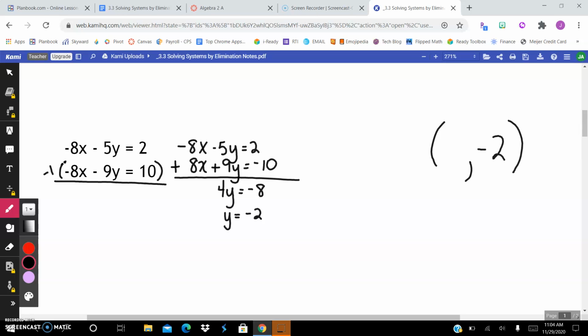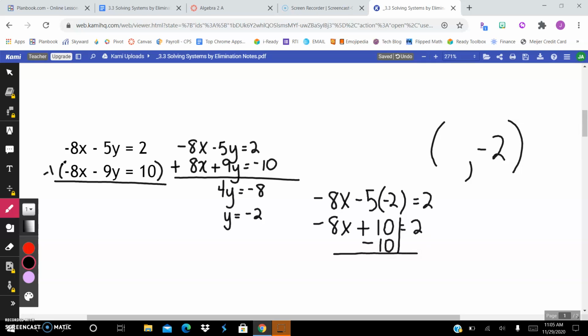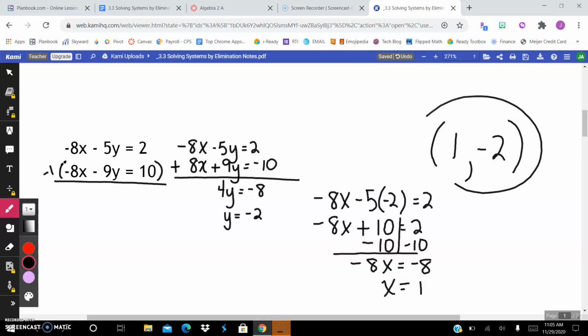Then I can go back and plug that into one of the equations. I'm going to plug it into the top one. So I'm going to have -8x minus 5 times -2 equals 2. Simplify that: -5 times -2 would be a positive 10. Then I'm going to minus 10 from both sides. So I'm going to have -8x equals -8. And I know that negative 8 times 1 would leave me with negative 8. So x is 1, and our answer is (1, -2).